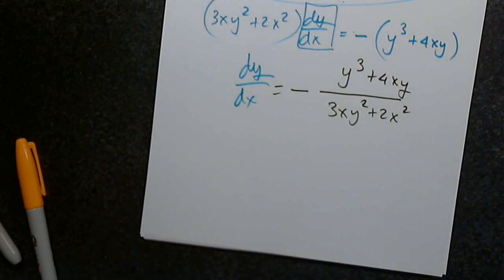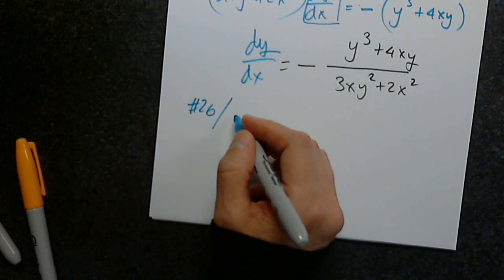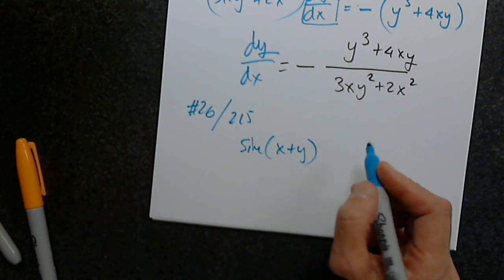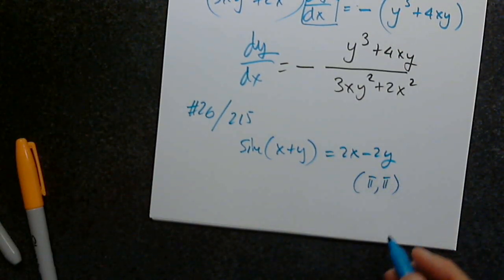Okay, would you like to choose anything else? I pick? Okay, so I would like to look at problem 26 on page 215. That is sine of (x plus y) equals 2x minus 2y. They are giving us an ordered pair, pi comma pi. Use implicit differentiation to find an equation of the tangent line to the curve at the given point. So this is a curve. If I ask you to solve for y, you will say absolutely impossible. We can still determine the equation of the tangent line.